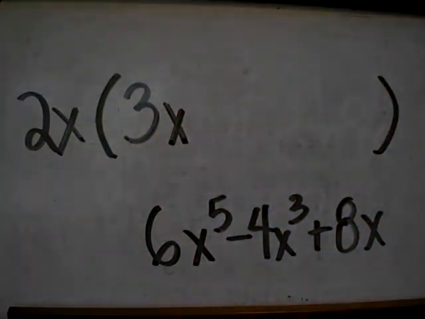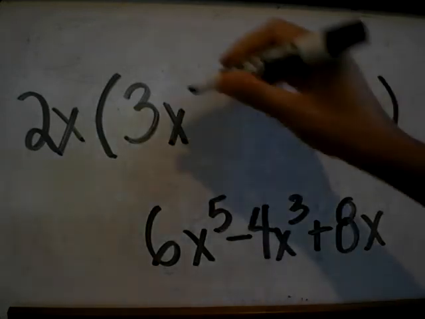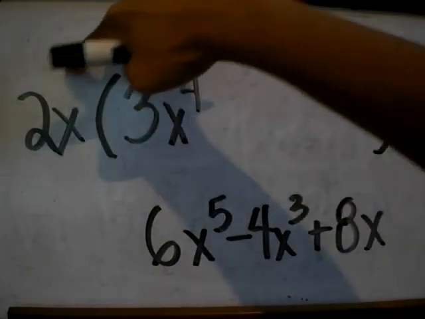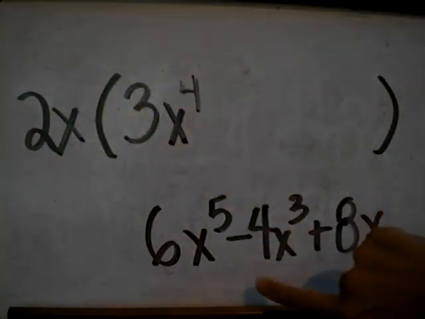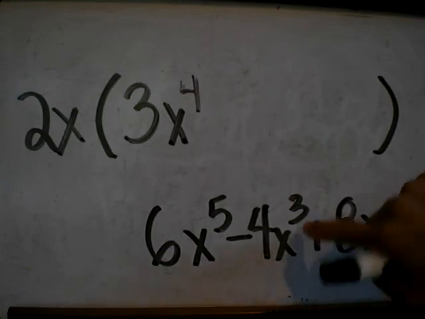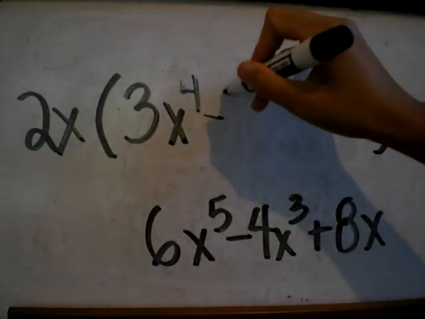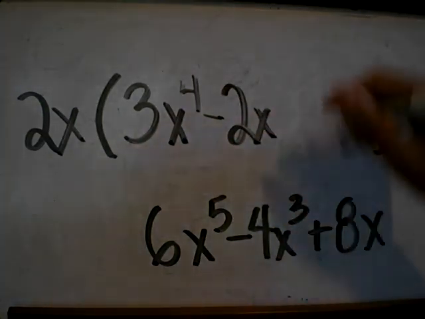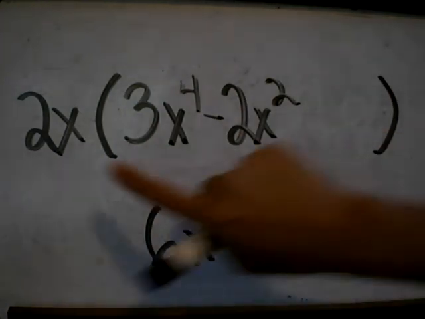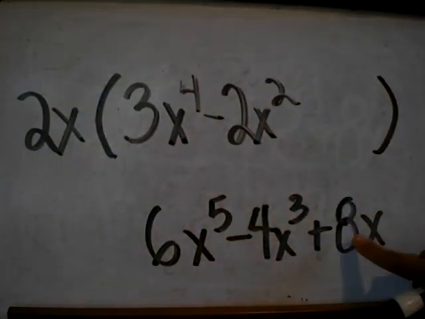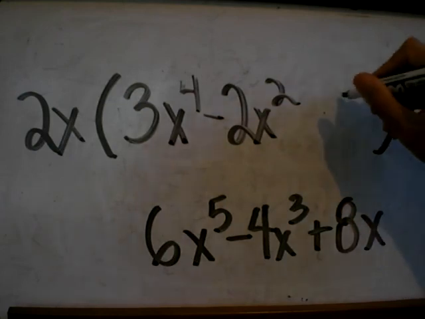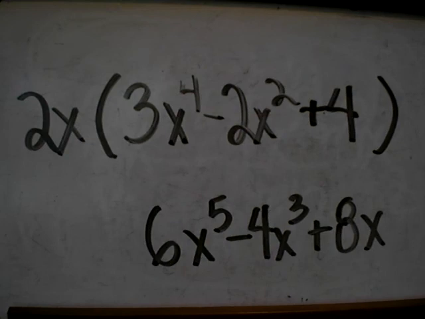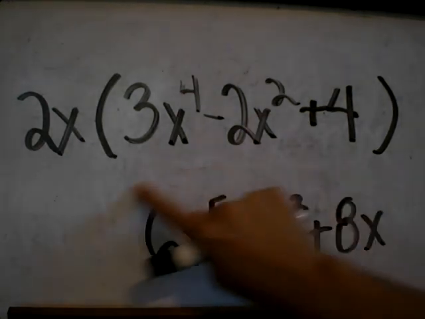3x to the 4th, that's right. And then 2x times what will give us negative 4x to the 3rd? That would be negative 2x to the 2nd. And then 2x times what will give us 8x? It would be positive 4, remember, so we have to add that plus sign in there. So we just factored this polynomial.